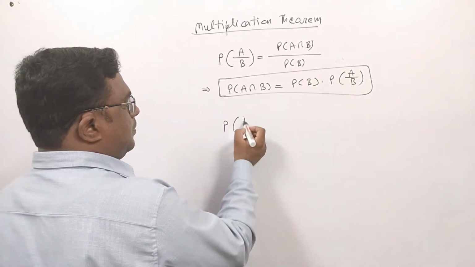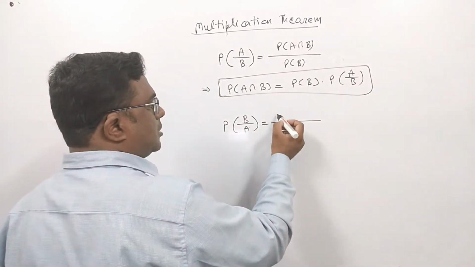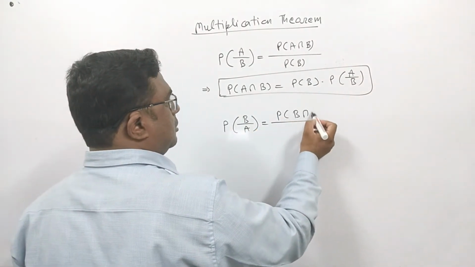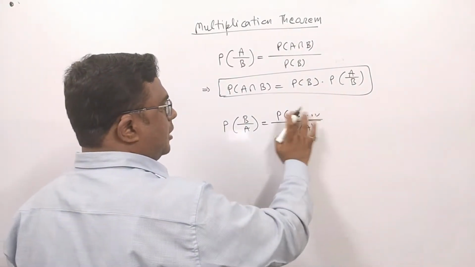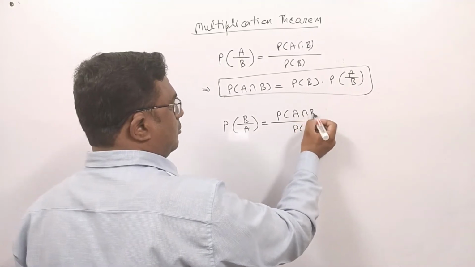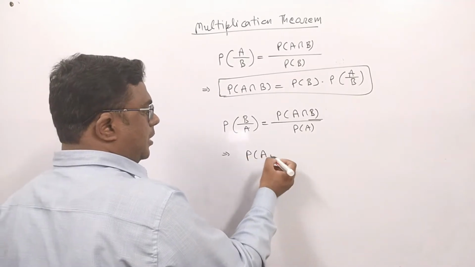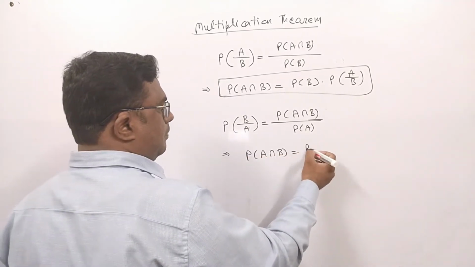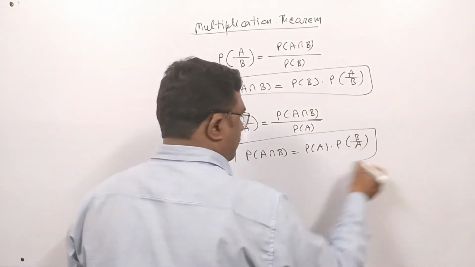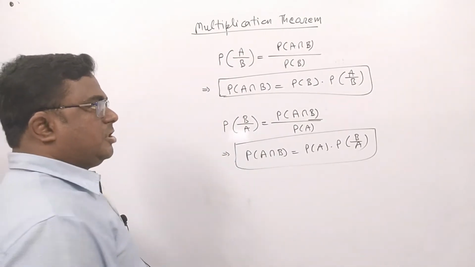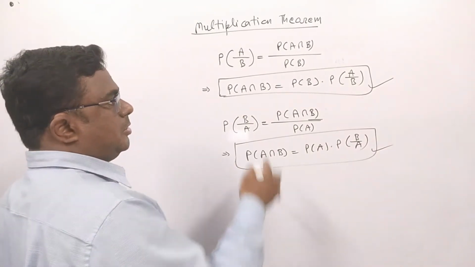Suppose I say to you P(B|A), then what will be its formula according to conditional probability? Its formula will be P(B intersection A) upon P(A), and we know that B intersection A and A intersection B are the same, so I can write it here also. And if I do the cross multiplication, then what will come? P(A intersection B) is equal to P(A) into P(B|A). This is also multiplication theorem.